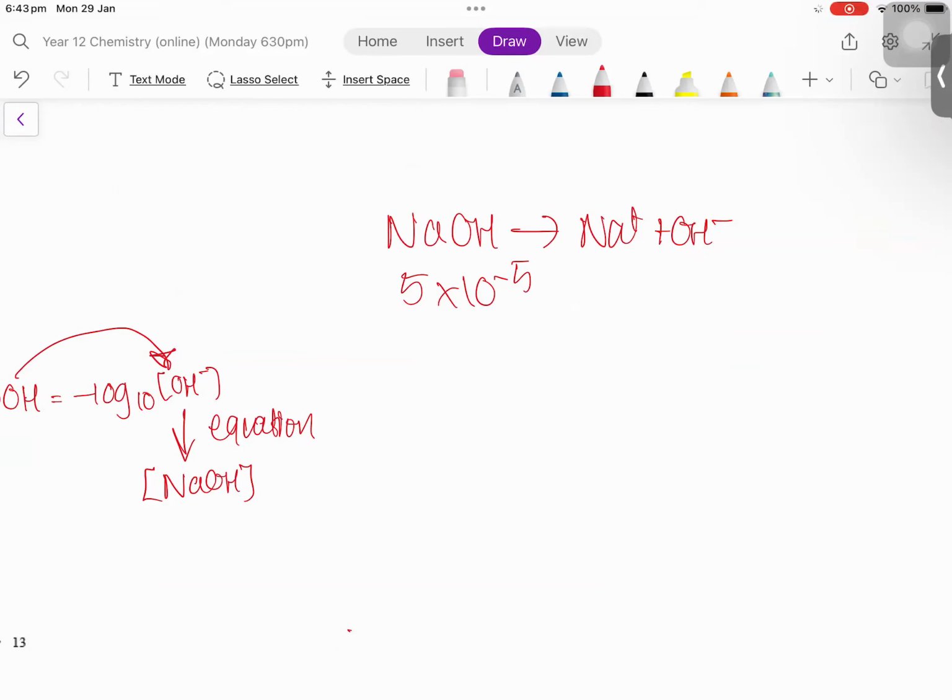Cody, your chance to redeem yourself. If this is my equation and that's my concentration of NaOH, what must my concentration of OH minus be? Like, would it be the opposite? What do you mean by opposite?